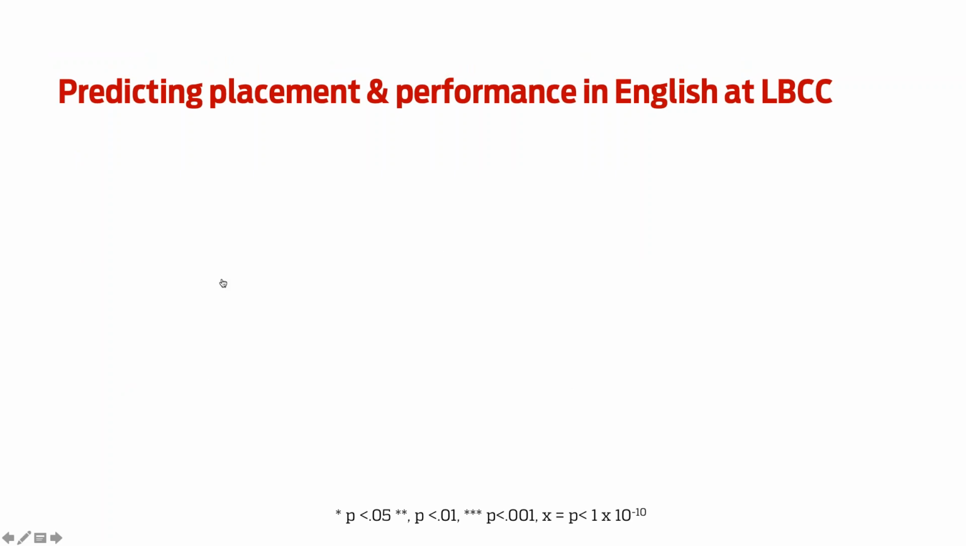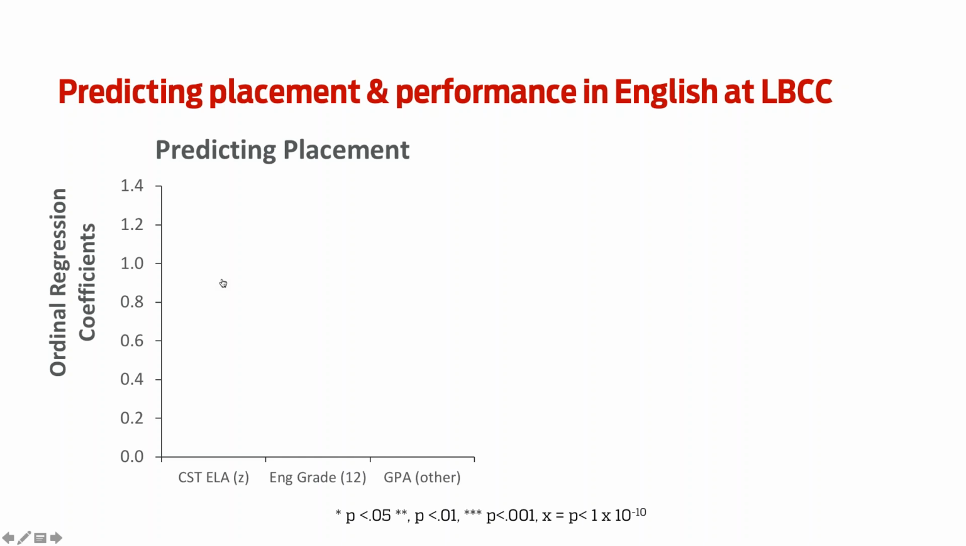So I'm going to show you some ordinal and logistic regression coefficients. It doesn't have to be real complicated. Higher numbers mean that they have a stronger relationship to the thing they're predicting. So first we're going to predict placement in English at Long Beach City College. And we're going to look at students' performance on the California Standards Test in English Language Arts in 11th grade, that's the last standardized test they take in high school before college. Their performance in their 12th grade English class and their overall cumulative GPA, not including that 12th grade English, right?